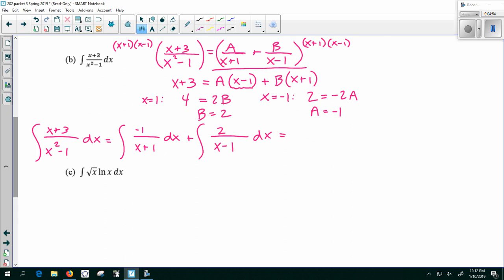But in this case, my coefficients on the x's are both 1s, so I shouldn't have a problem. So this becomes negative ln of x plus 1 plus 2 ln x minus 1 plus c.